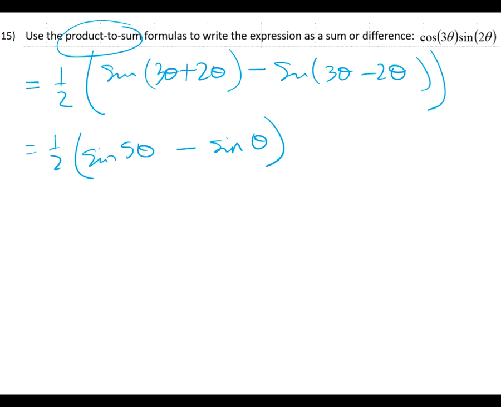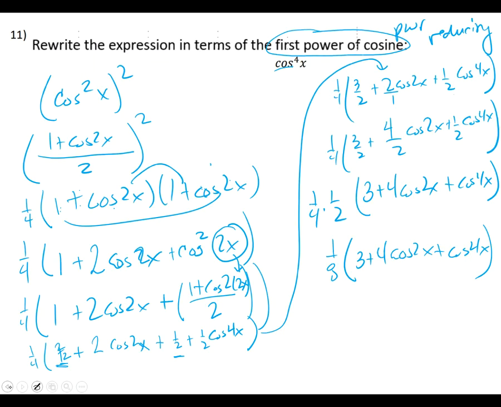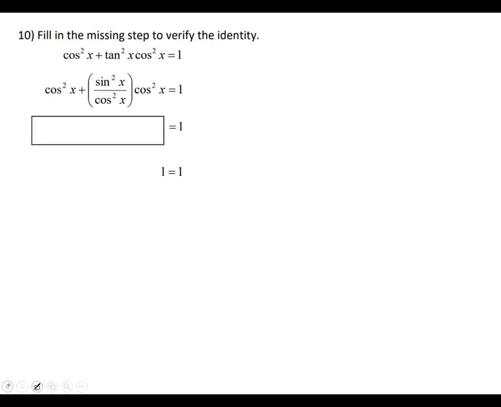Which one is 11? We did 11. Okay, go to 8. Alright, so we're going to do 8. We have to solve it.